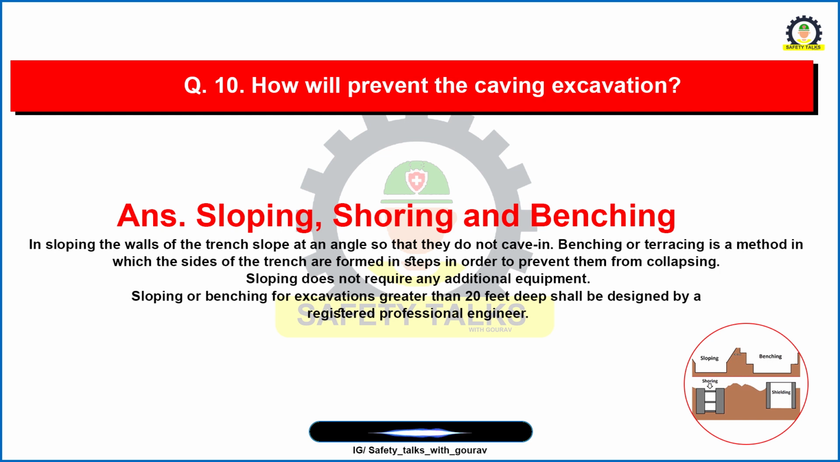Okay, so benching and tiering is a method in which the sides of the trench are formed in steps in order to prevent them from collapsing. Sloping does not require any additional equipment. Sloping or benching for excavation greater than 20 feet deep shall be designed by a registered professional engineer. Okay, now move on to the next question.